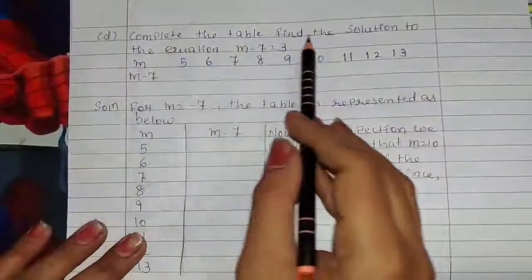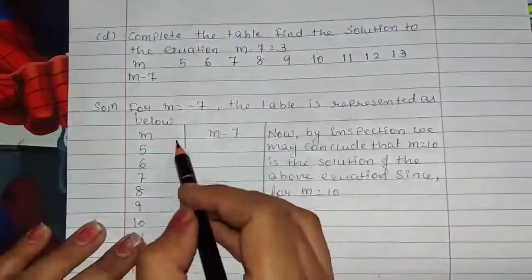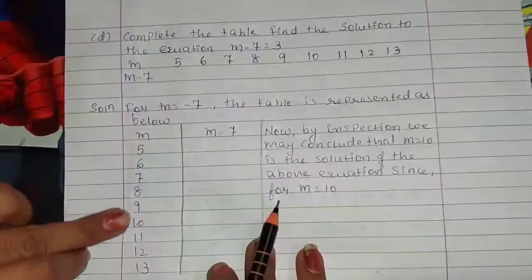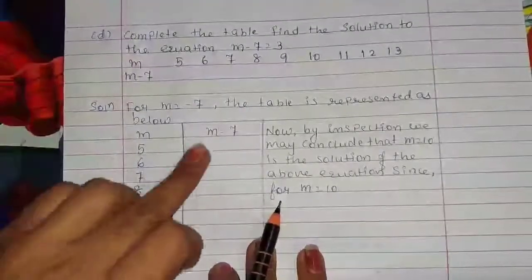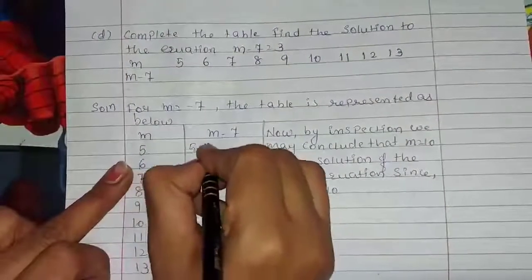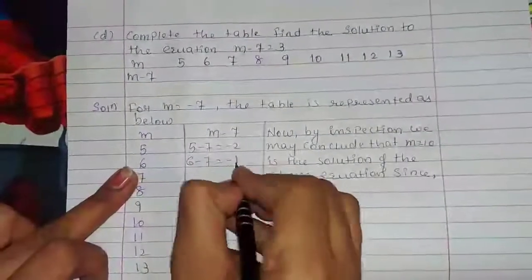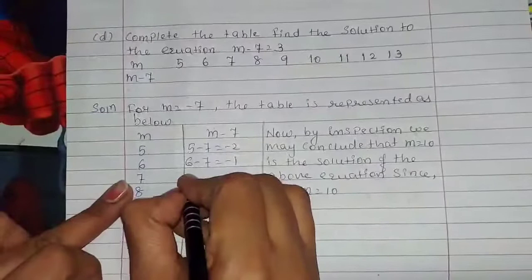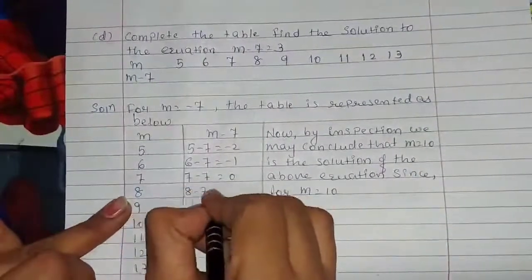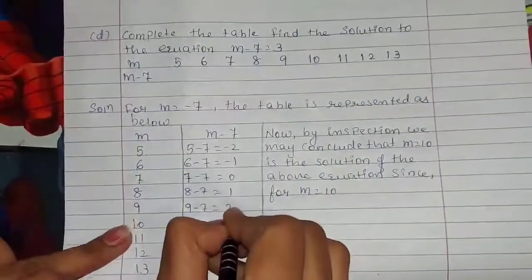Question number 4. Complete the table and find the solution of the equation m minus 7 equals 3. Now here for m minus 7, the table is represented below. Here for different values of m, which are given in the question, let us find the m minus 7 value. So first m equals 5 is there. 5 minus 7 equals minus 2. Then m equals 6. 6 minus 7 equals minus 1. m equals 7. Then 7 minus 7 equals 0. m equals 8. 8 minus 7 equals 1. m equals 9. Then 9 minus 7 equals 2.